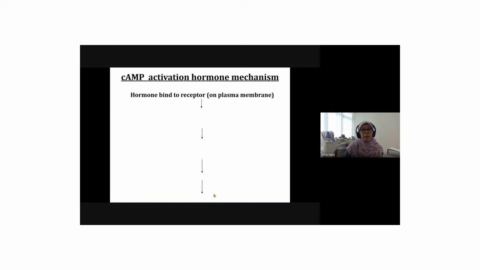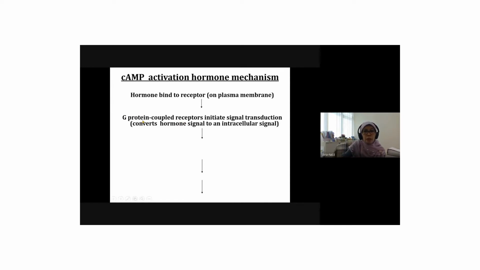So we'll go through again on the cAMP activation, or cyclic AMP activation, hormone mechanisms. First, based on the figure, hormone binds to receptors. Receptors are located on the surface of the plasma membrane. What happens on the surface of the plasma membrane? There's a receptor, known as GPCR or G protein coupled receptors. That receptor is actually linked to G protein.